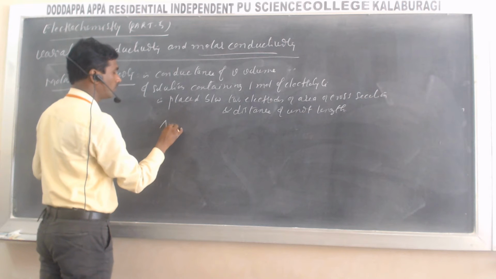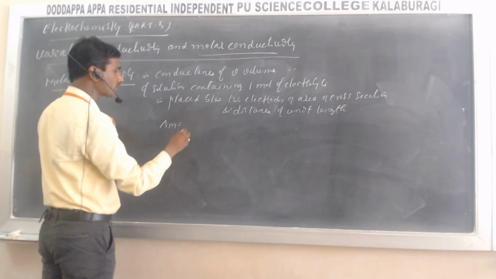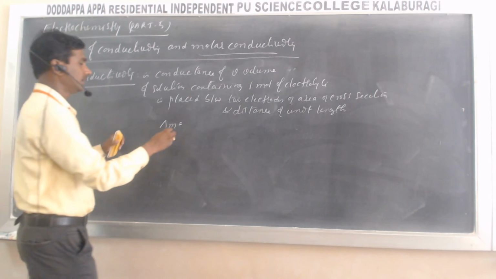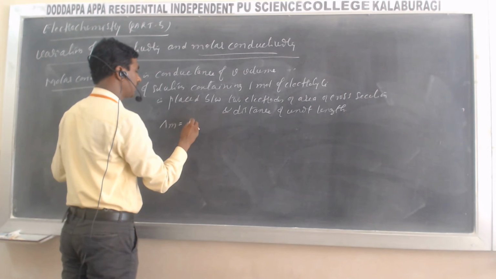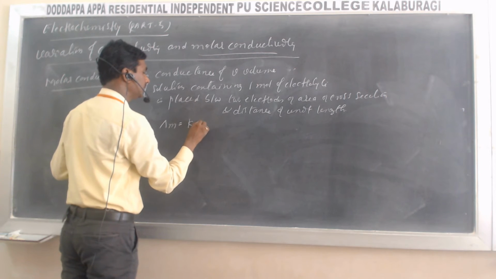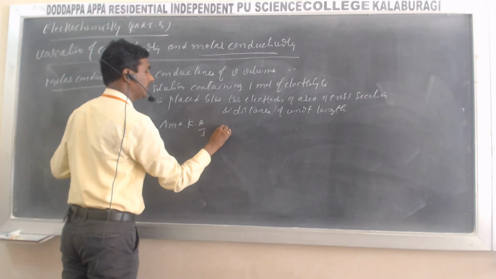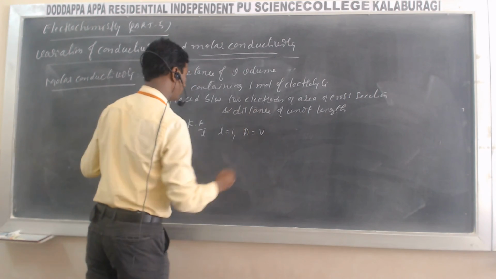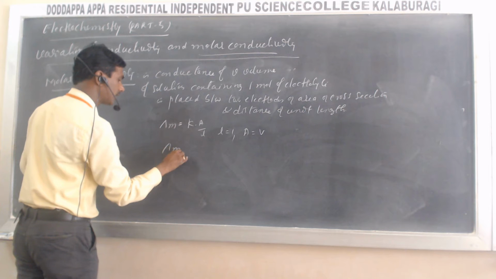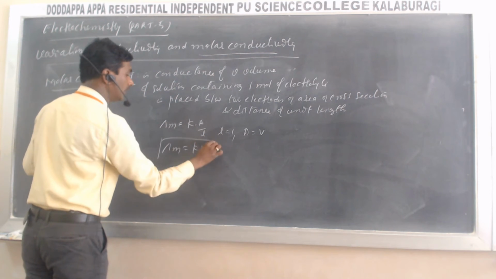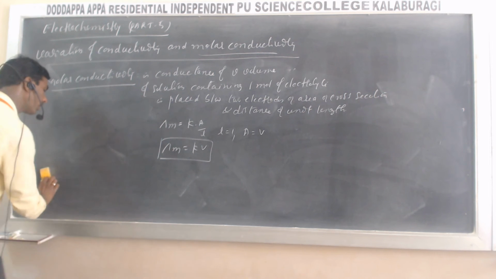So what is molar conductivity equal to, anybody? Yes, I can write here: molar conductivity is nothing but conductivity times A by L. Here L is equal to 1, and A is nothing but the V volume of solution. So molar conductivity is equal to conductivity times V.